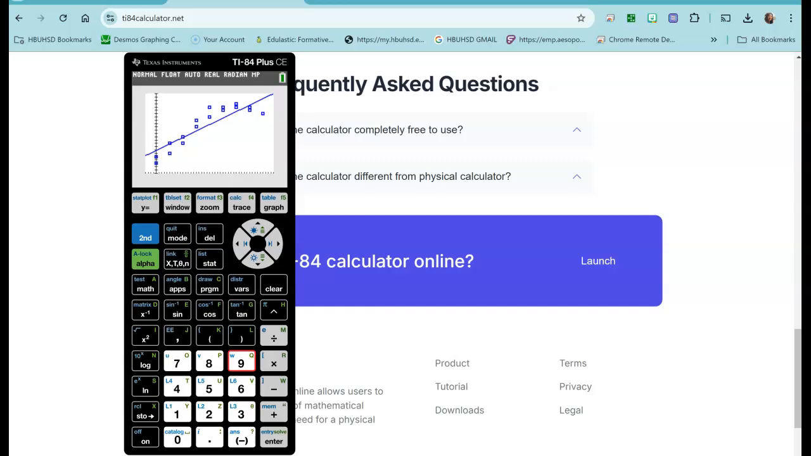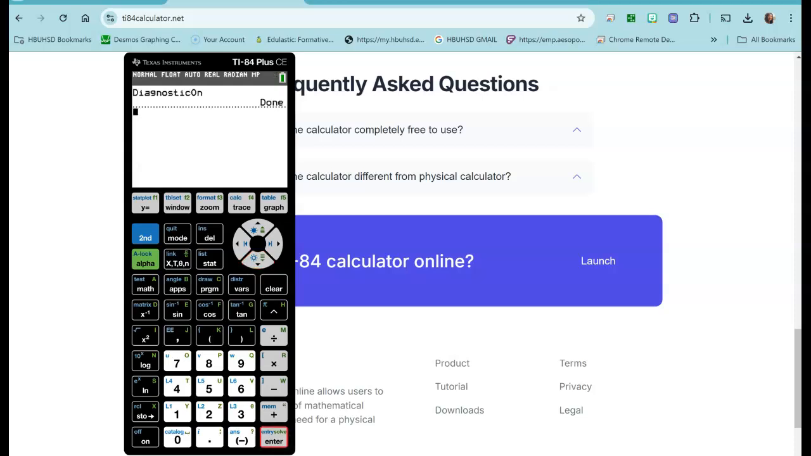So can you guys do this for me to run an R-square? Hopefully this is the same as my regular calculator. Okay, we want the catalog. So second catalog, and we want diagnostic on. So I'm gonna go all the way down. Let's find the D. Diagnostic. Oh, come on. Here we go. Okay, hit on right there. Diagnostic on. Hit enter. Hit enter again.